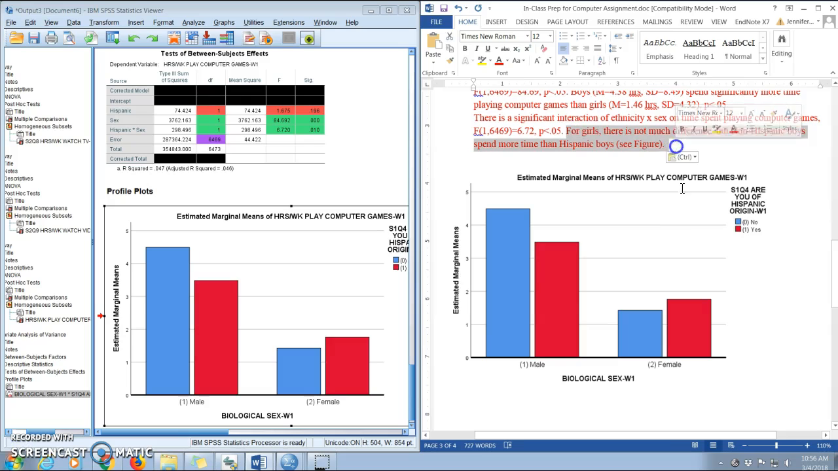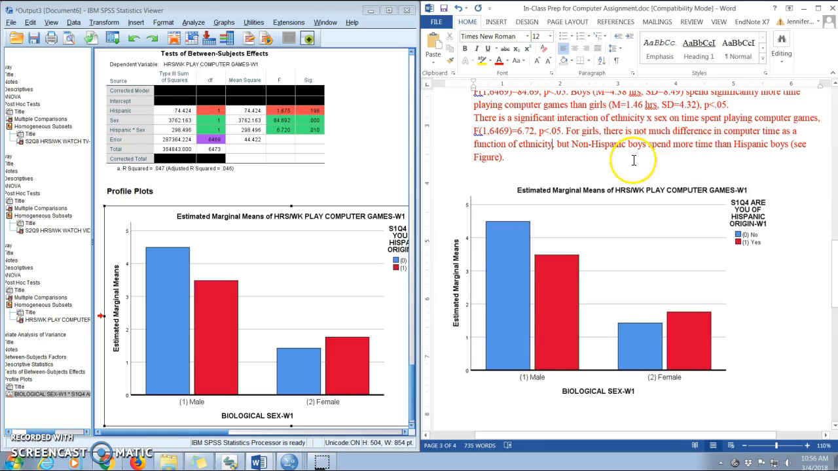And so again, you can describe this in lots of different ways, but the way that I interpreted this is that for girls, there's actually not much difference as a function of ethnicity. I should probably say that to be more clear. In computer, I'll just put computer time as a function of ethnicity.